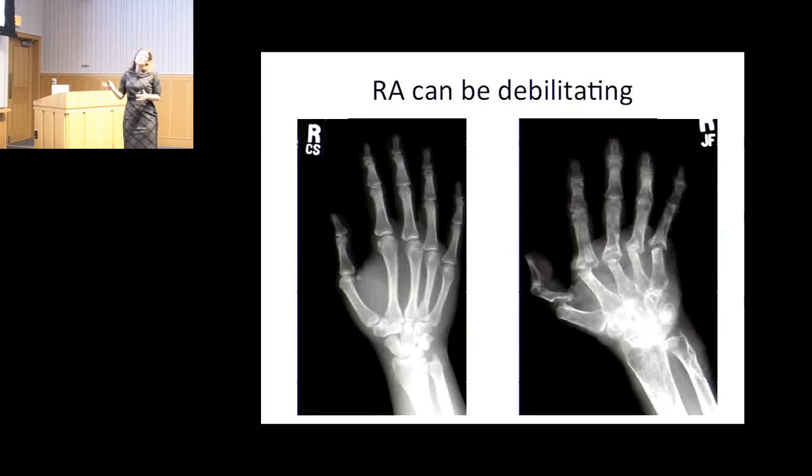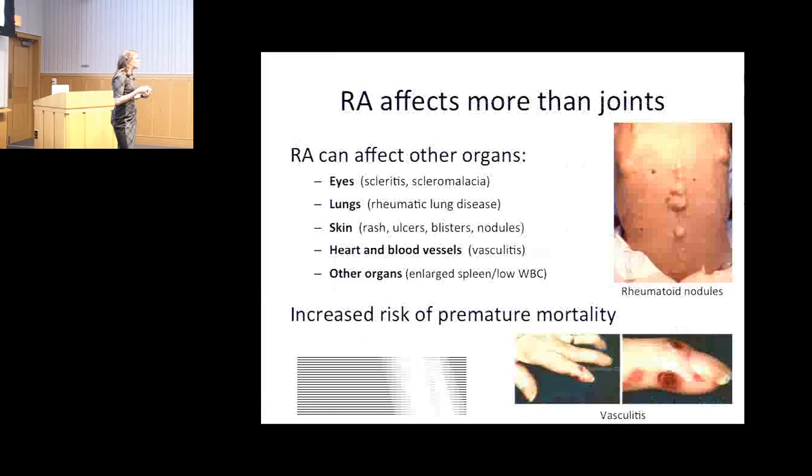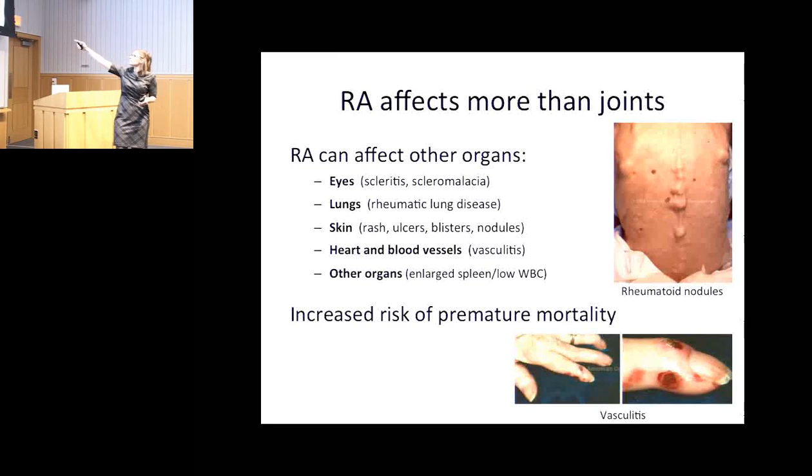So on the left, you'll see a healthy human hand. And on the right is a person with rheumatoid arthritis. And you can see it eats away at their joints. And it's extremely painful. It's debilitating sometimes to daily activity. RA can also affect your other organs, your eyes, your lung, your skin, your spleen. It can lead to this vasculitis here in the bottom right-hand corner.